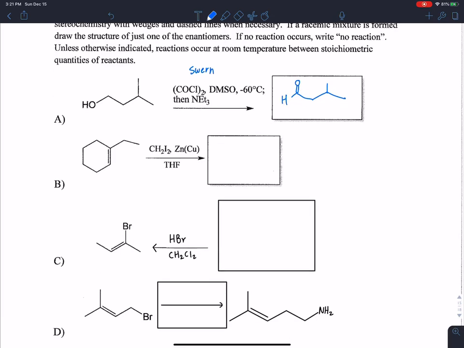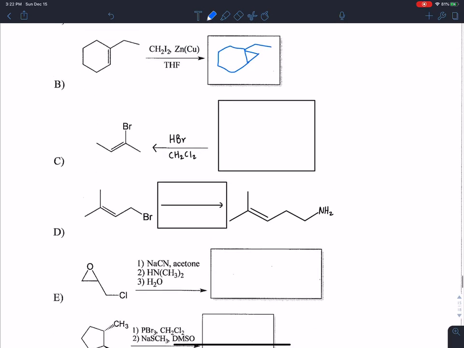CH2I2, Zn(Cu), that's a carbene reaction. So that makes a cyclopropane like that. HBr, CH2Cl2. So we have to figure out what made that go to that. Well, notice that I still have a double bond, so that means originally I started with a triple bond like that. So this was one equivalent specifically.